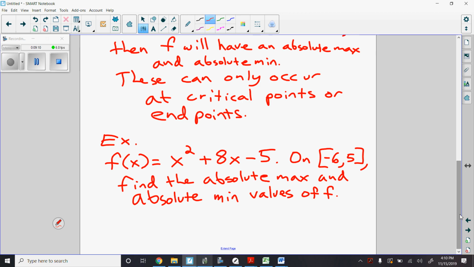Okay, so what we have to understand here is that absolute max and absolute min values can only occur at critical points and endpoints. Whenever you're asked to find absolute maximum values or absolute minimum values, or both, what we want to do is go ahead and make a table of values.